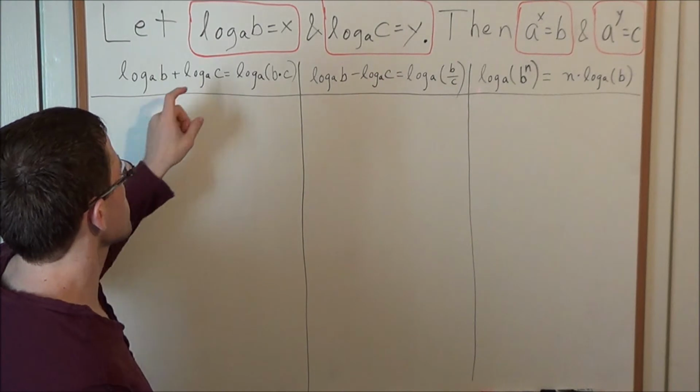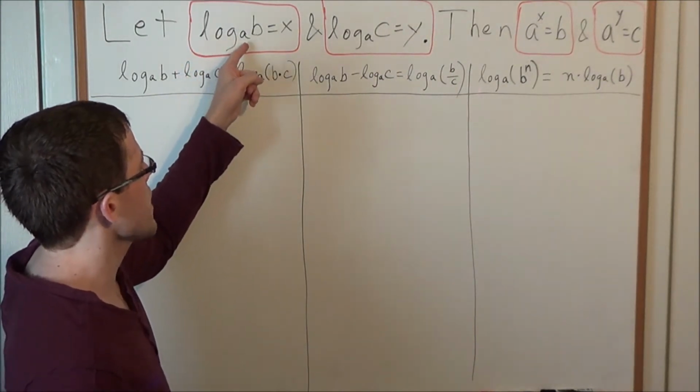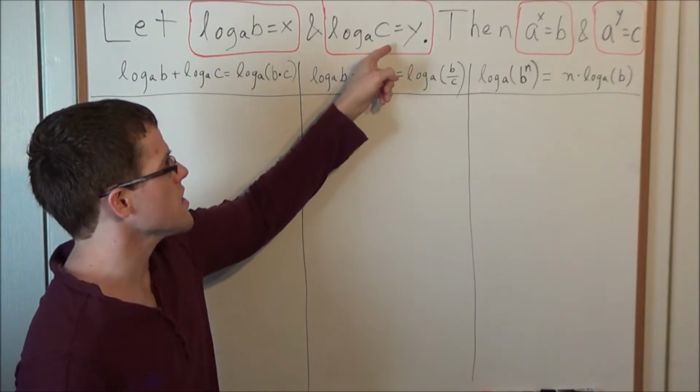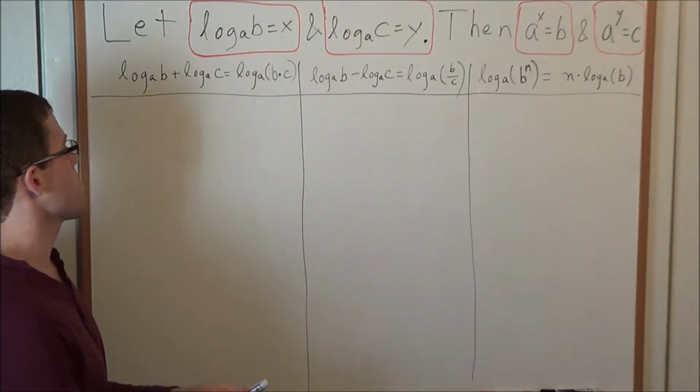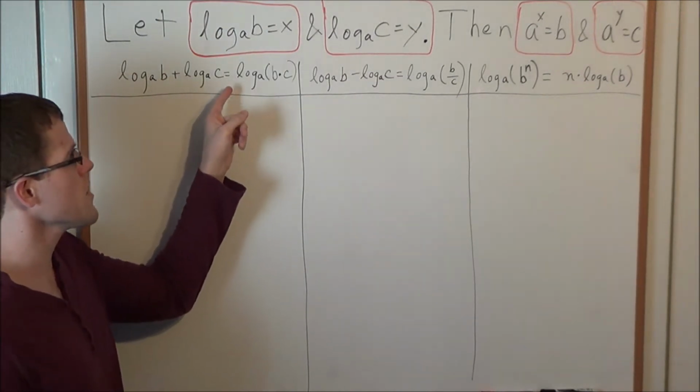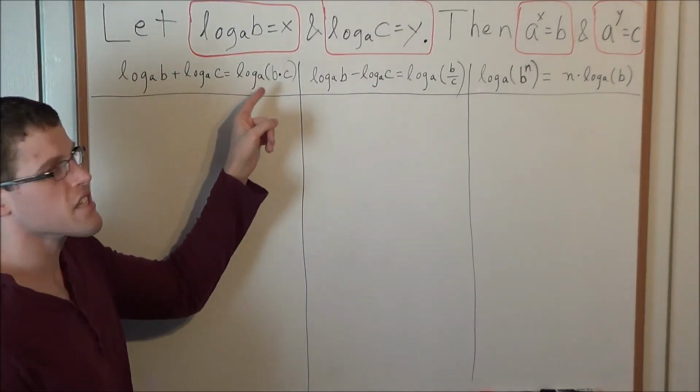Let's start by defining log base a of b equal to x and log base a of c equal to y. I want to look at the property: log base a of b plus log base a of c is equal to log base a of b times c.